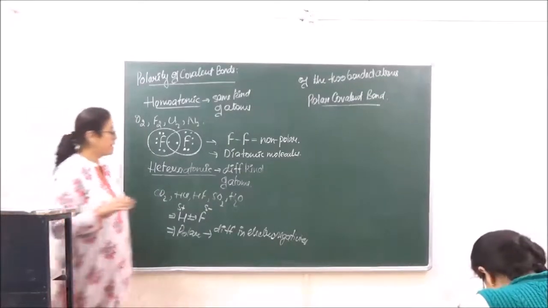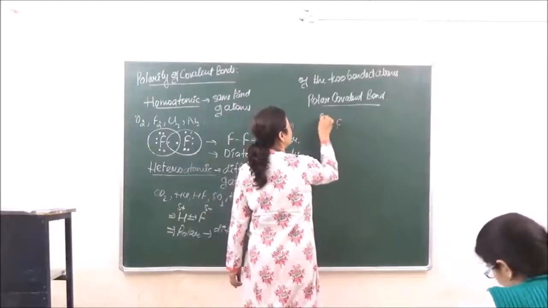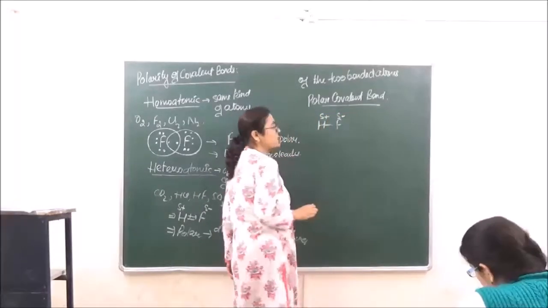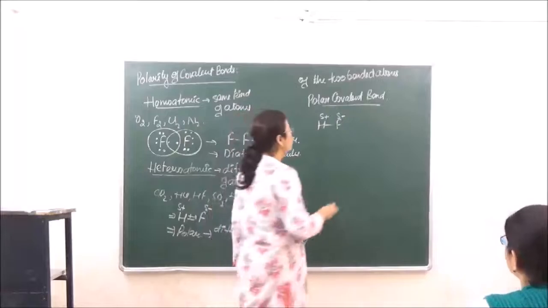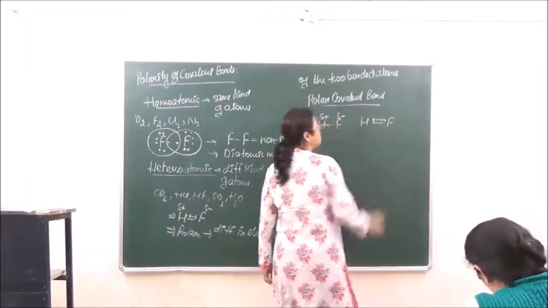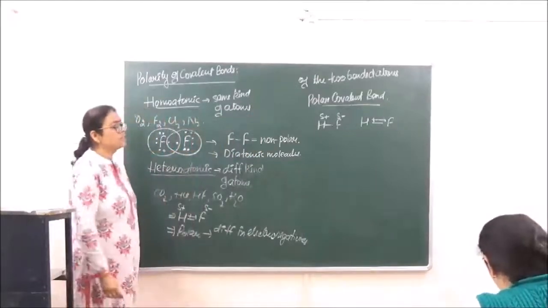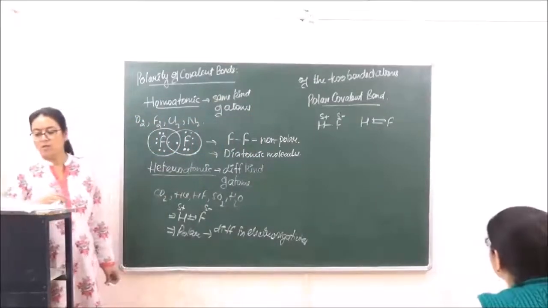Now when we are representing a polar covalent bond, we can represent it by giving a slight positive charge on this and a slight negative charge on this. Or we can also represent a polar covalent bond by giving an arrow like this, in which the shared pair of electrons is attracted towards the fluorine.